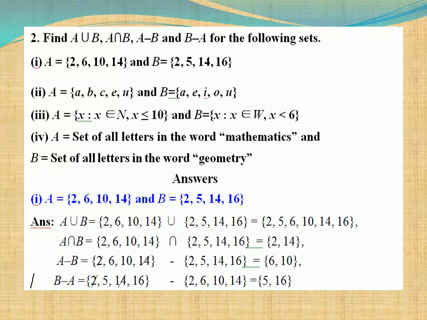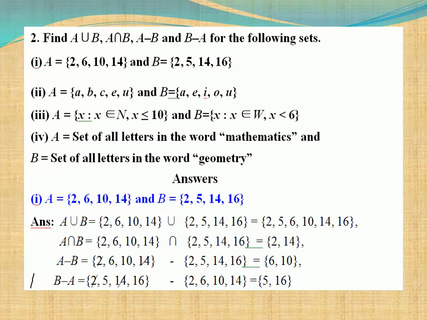Next, A intersection B: common elements from A and B. What are the common elements here? 2 and 14. So A intersection B is 2 and 14. Now A minus B. A minus B means what, dear? I told you, you have to cancel the common elements from A and B. What are the common elements? 2 and 14. The remaining elements from A are the A minus B. So here 6 and 10 is the A minus B.